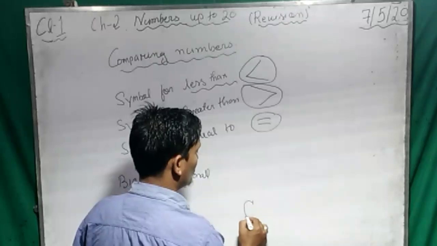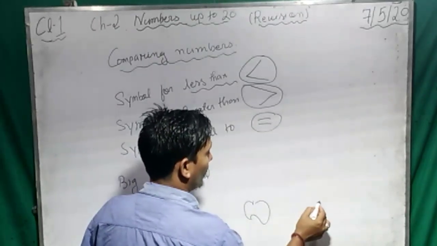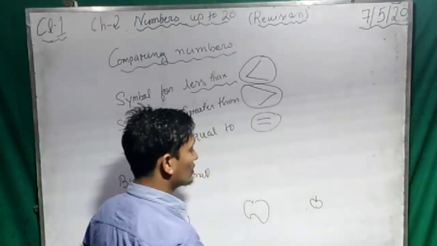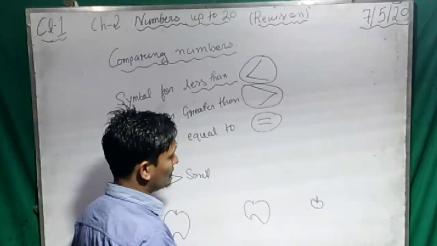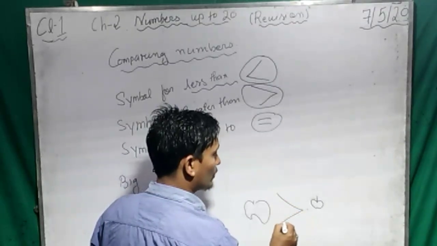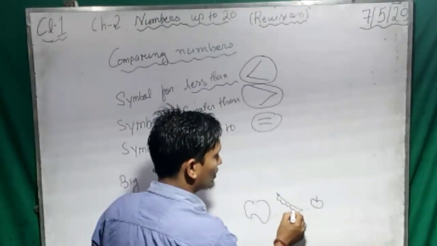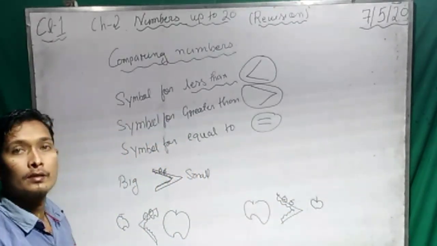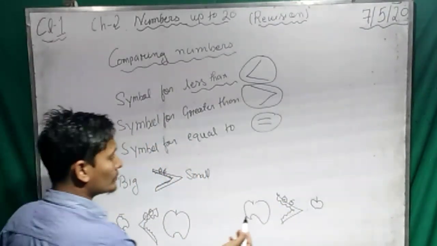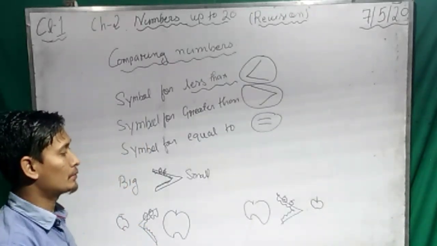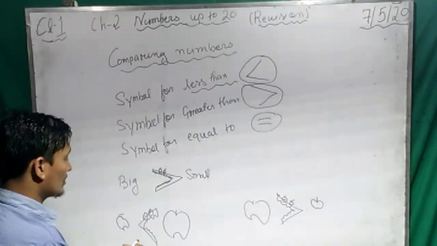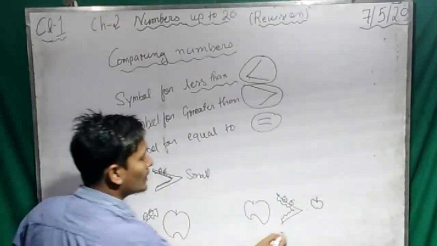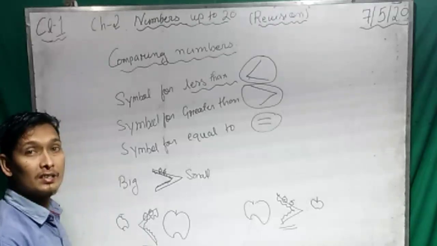Now suppose this is a bigger apple and this is a smaller apple. So now which one will this alligator eat? Yes, the bigger one. That means the mouth is open towards the big apple. It means this alligator loves to eat the big apple. So what symbol is this? Less than symbol. And what symbol is this? Greater than.